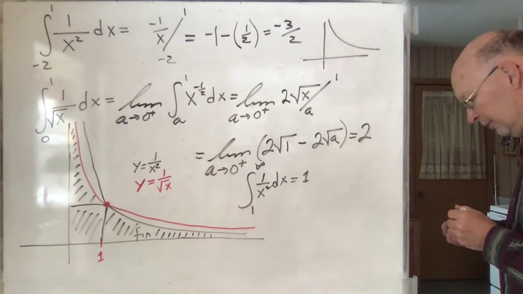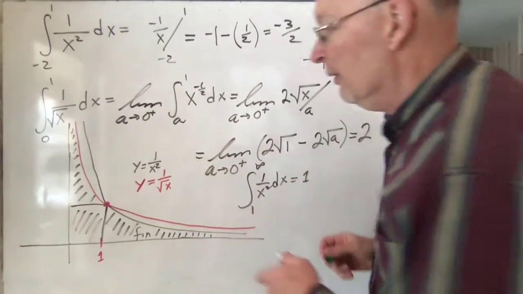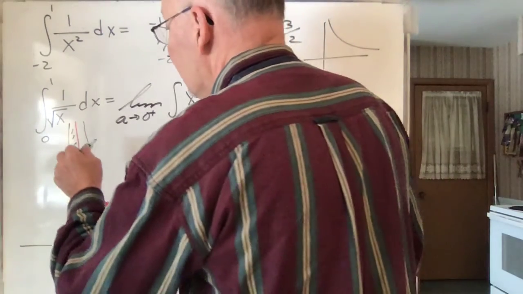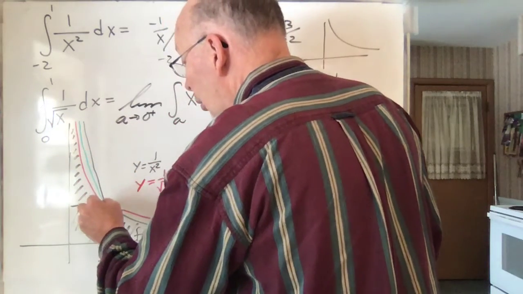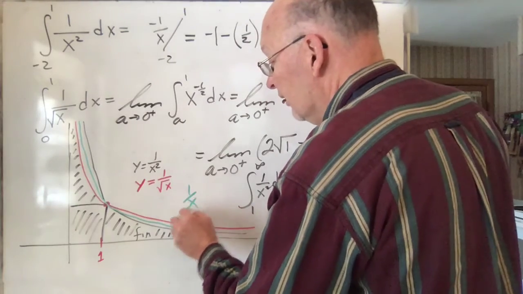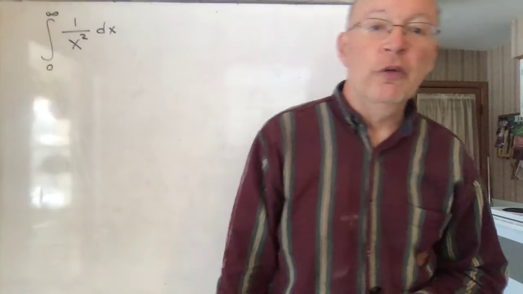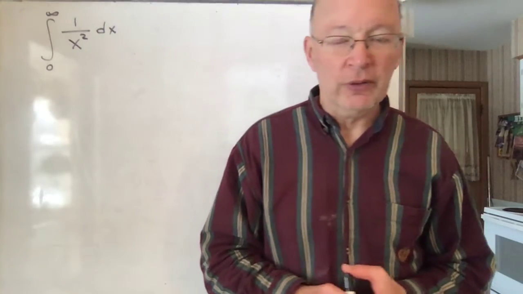And finally, the other thing you should notice is that 1 over x is the unique graph which diverges on both of them. Okay, there's 1 over x right there. So 1 over x is infinite on both of those intervals.